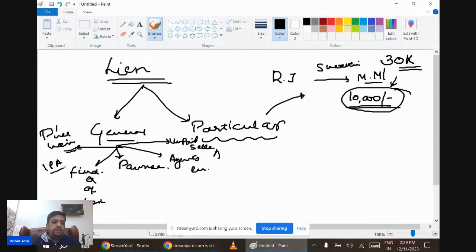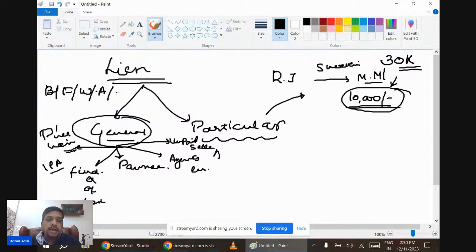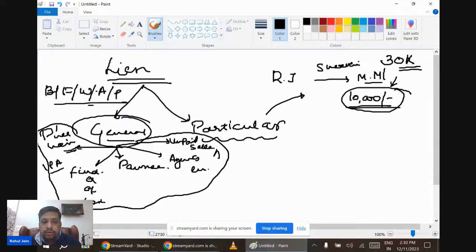So by these people only, this right to particular lien has been granted. However, as far as general lien is concerned, general lien is granted to bankers, factors, wharfingers, attorneys of high court and policy brokers. ये पांच कैटेगरी पर्टिकुलर लियन की, ऊपर की पांच कैटेगरी जनरल लियन की.